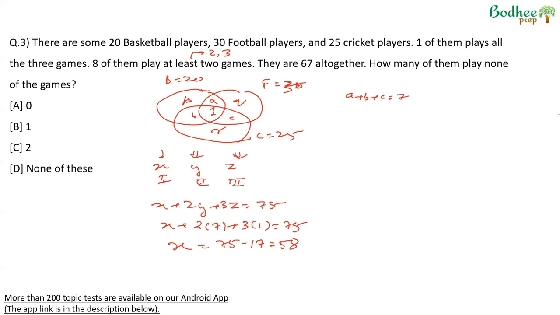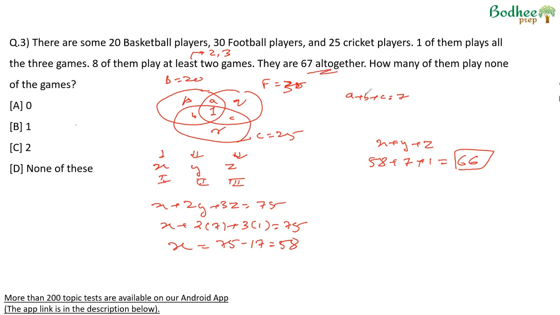So if we look at the number of people who are playing at least one of the games, 58 people are playing exactly one game, P plus Q plus R, or that will be X. So we can basically write X plus Y plus Z will be the number of people who will be playing at least one of the games. X will be P plus Q plus R, it will be 58. Y we know is 7, Z is 1. Therefore, 58 plus 7 plus 1, 66 players will be playing at least one game.